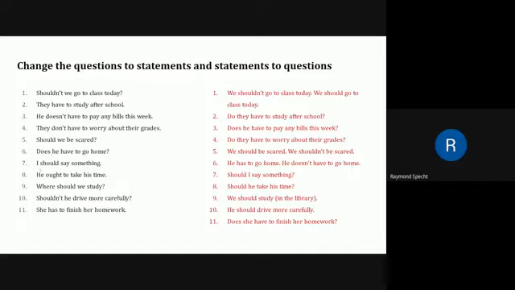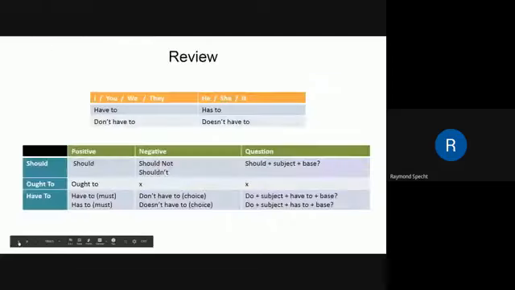7. I should say something. Should I say something? Question. 8. He ought to take his time. Should he take his time? Okay. Why should here and not ought? Remember, do we use ought to in questions? No.